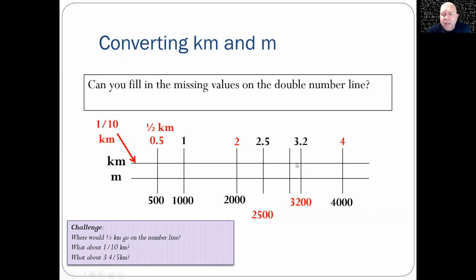So there's 1/10, there's 2/10. There's 3.2. So 3.1, 3.2, 3.3, 3.4, 3.5 is halfway. 3.6, 3.7, 3.8, or 3 8/10. So it's going to be somewhere about there. There you go. 3 4/5 or 3 8/10 falls there on the number line.